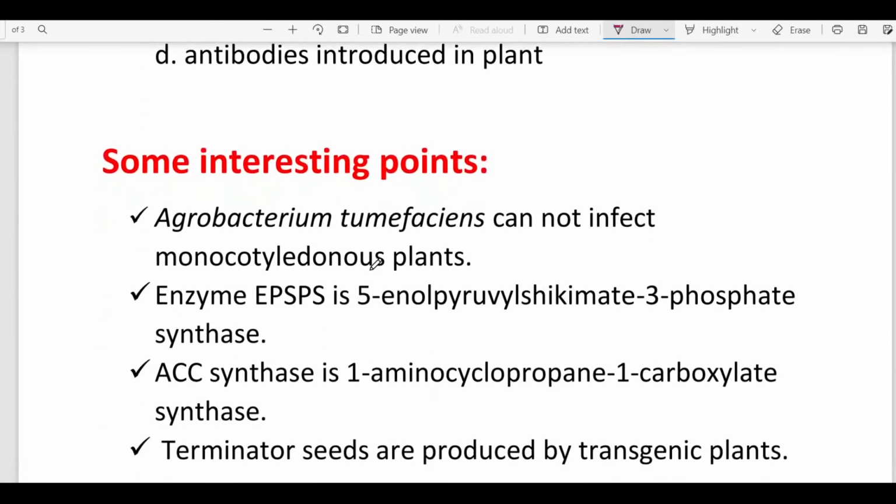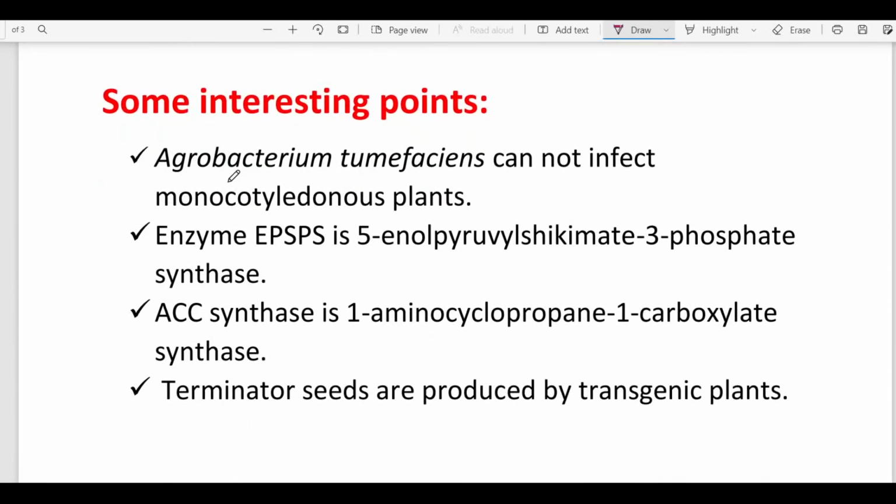Some interesting points. The first point is Agrobacterium tumefaciens cannot infect monocotyledon plants. It has no ability to infect monocot plants. Which disease does Agrobacterium tumefaciens cause in higher plants? If you know that, you can tell us in the comment section.